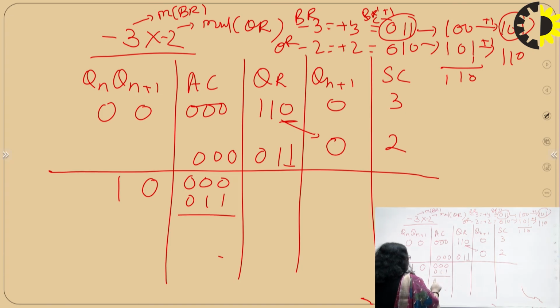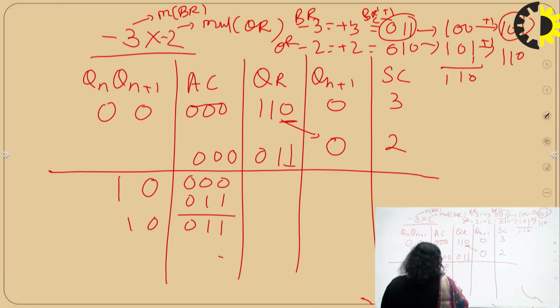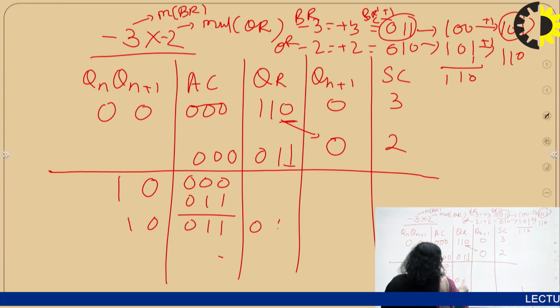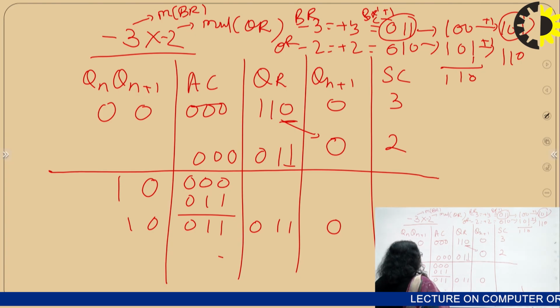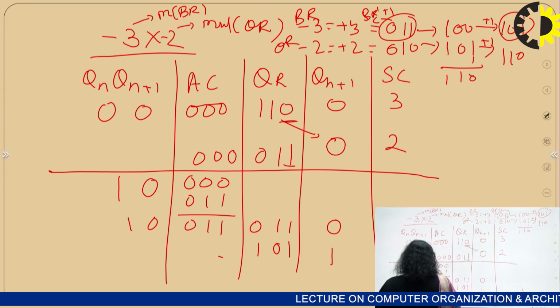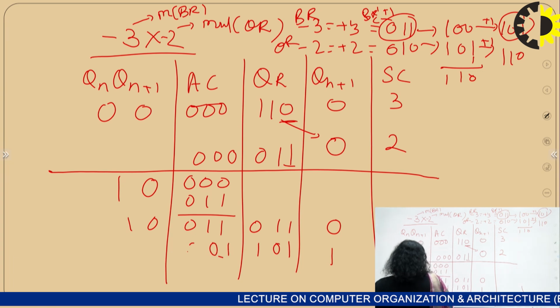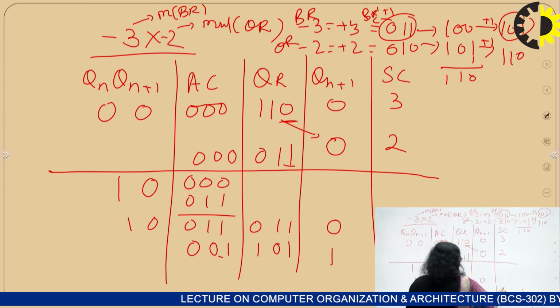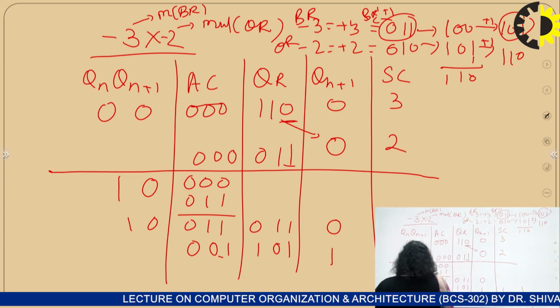We have to add this. This is 0 1 1, this is 1 0. It is 0 1 1. Now we have to shift. When we shift, this one is shifted here. This is 1 0 1, this is 1 0 0. And the sequence counter is minus 1.